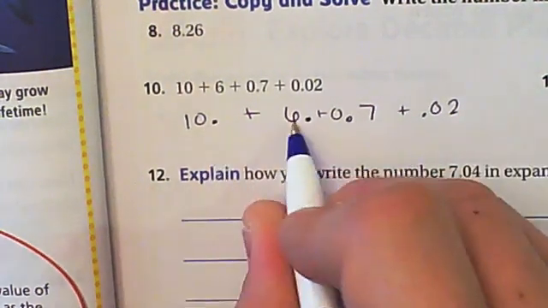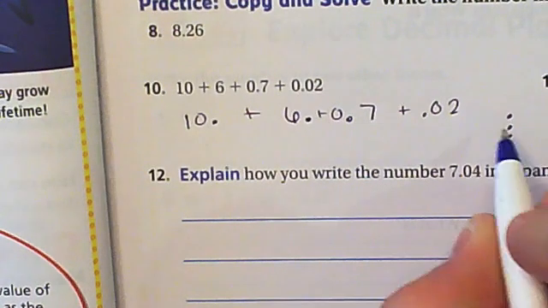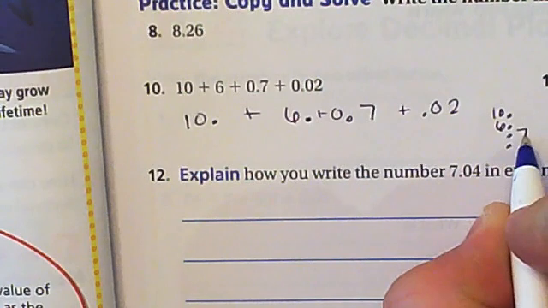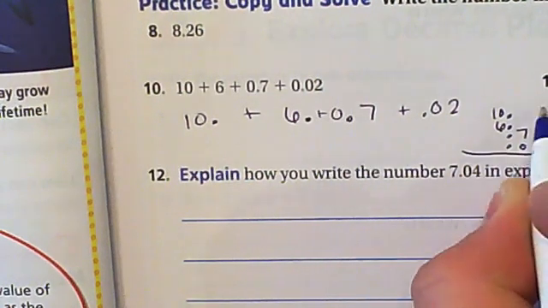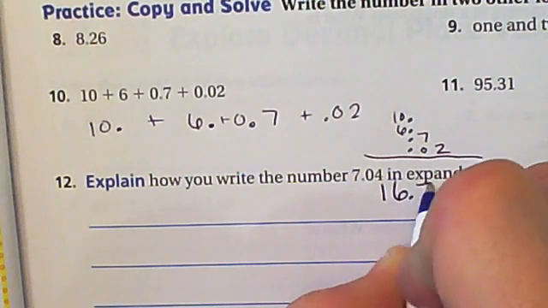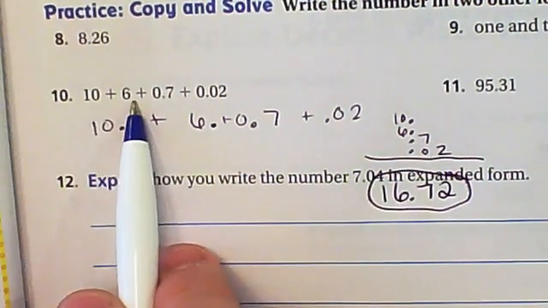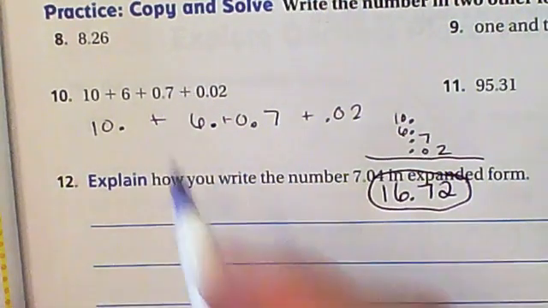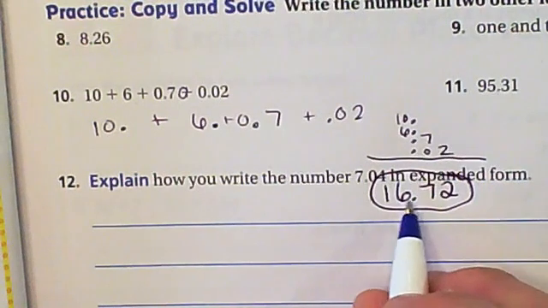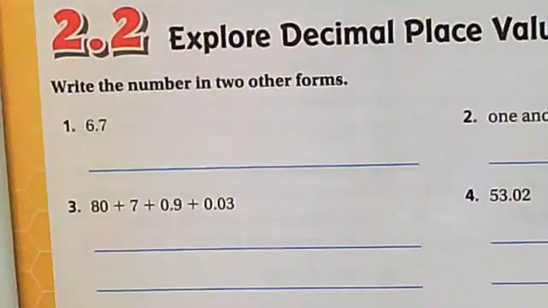0.02. And if you line those up, there's 1, 2, 3, 4 numbers. That would be 10, 6, 0.7, and 0.02. And they literally just kind of fall straight down. So you would end up with 16.72 for that one. And you can tell because 10 with 6 is 16. And this would be 7 tenths, which is the same as 70 hundredths, with 2 more is 72. So 16 and 72 hundredths.